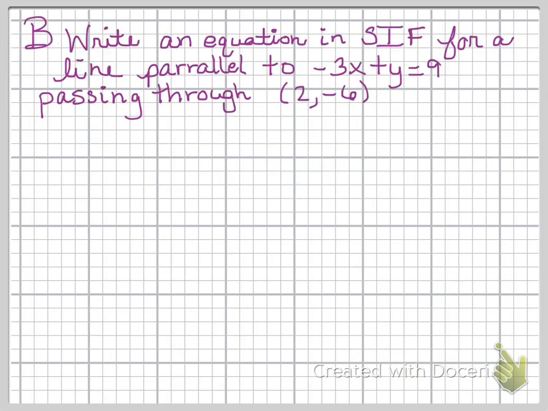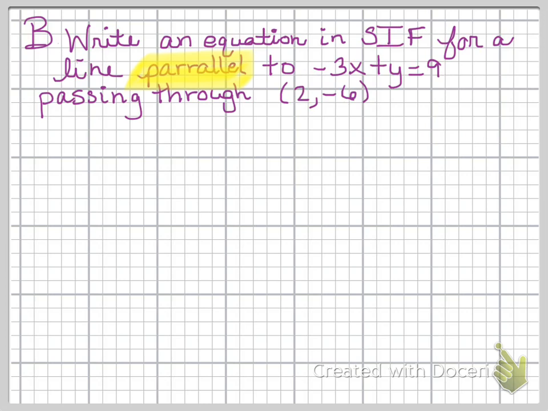Try this one. Write an equation in slope-intercept form for a line that is parallel. Again, we're looking for parallels. We're going to highlight the word they want us to do. To negative 3x plus y equals 9. We have to realize that's not in slope-intercept form.